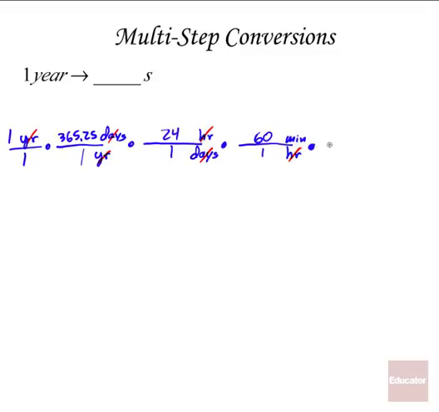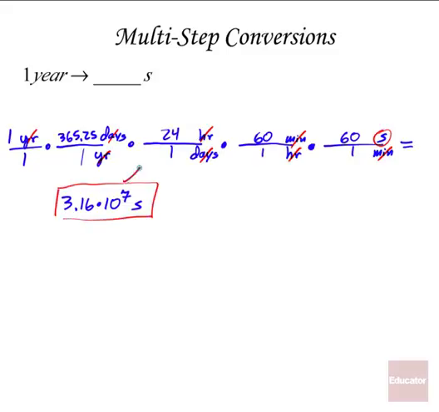We're getting closer. I want minutes to go away, so I'll put minutes in the denominator. I want seconds, and there are 60 seconds in 1 minute. Minutes will make a ratio of 1, and I'm left with my units of seconds. So when I go through and I do all this math, 1 times 365¼ times 24 times 60 times 60, I come out with about 3.16 times 10 to the 7th seconds. That's a lot of seconds in 1 year.